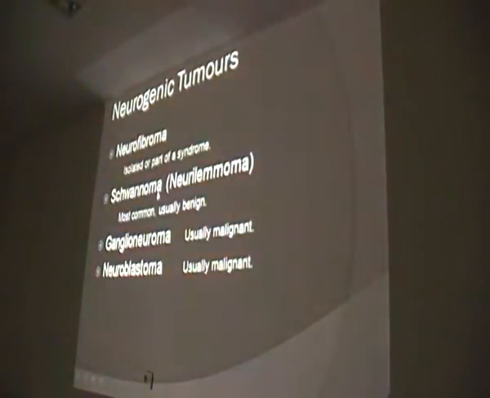It can be schwannoma or neurilemmoma. Schwannoma means the tumor of the nerve sheath itself, the coating of the nerve fiber actually. It can be ganglioneuroma or neuroblastoma. These two usually are malignant. So I will talk about something more common. Maybe it's not more common, but something we will learn more in the book. I'll talk more about the neurofibroma.